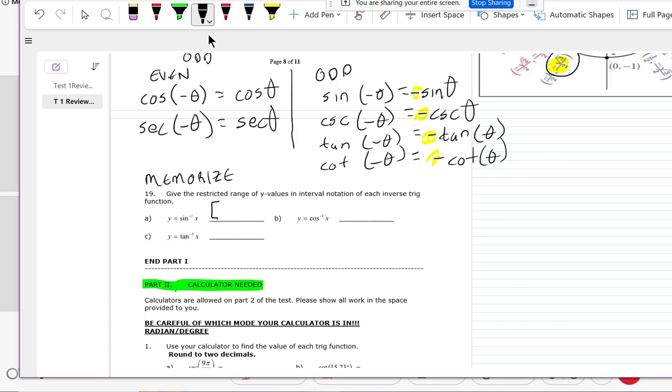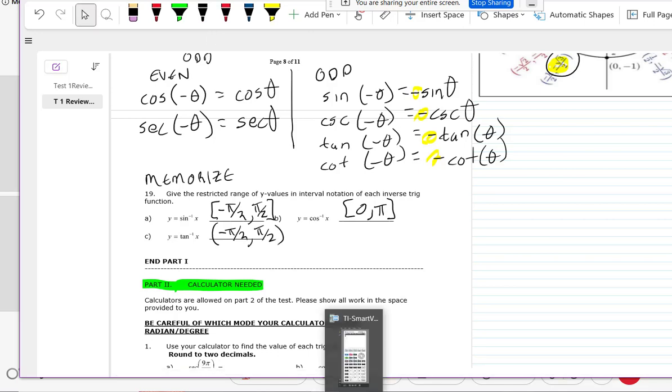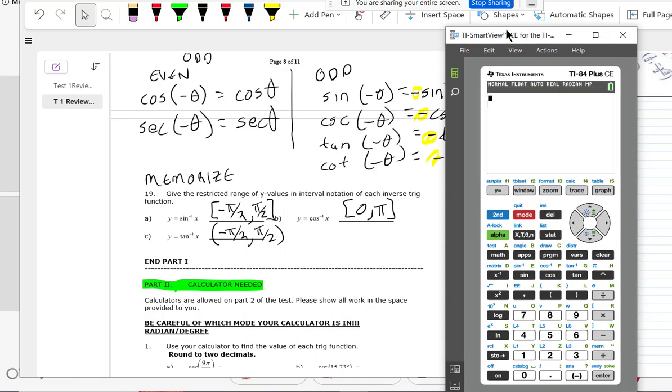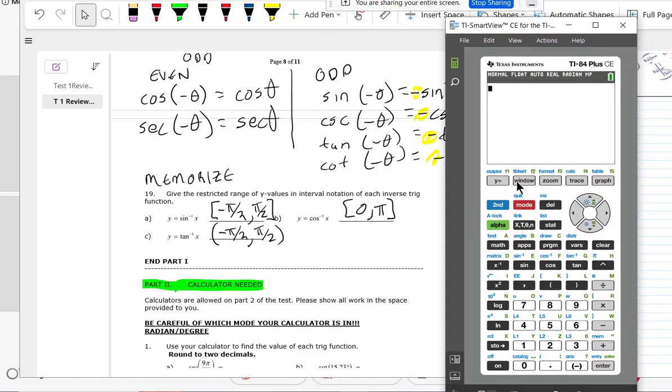The inverse sine is negative pi over 2 to pi over 2. The inverse cosine is 0 to pi. You're given this in radians. And the inverse tangent is negative pi over 2 to pi over 2. Now, let me use my calculator to demonstrate what I mean by this. I'm going to put my calculator in degree mode.